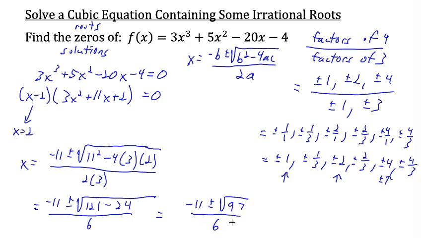And the quadratic formula has told us 2 more roots, or zeros, or solutions. So our solutions are x equals 2, and then we have x equals negative 11 plus the square root of 97 over 6. And here's our third root, negative 11 minus the square root of 97 over 6.